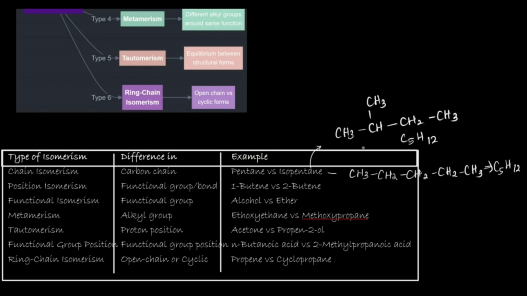Chain isomerism is exhibited by only the carbon chain. No other functional groups are changing. No other substituents are changing. It's just talking about the hydrocarbons. Please be careful with that.